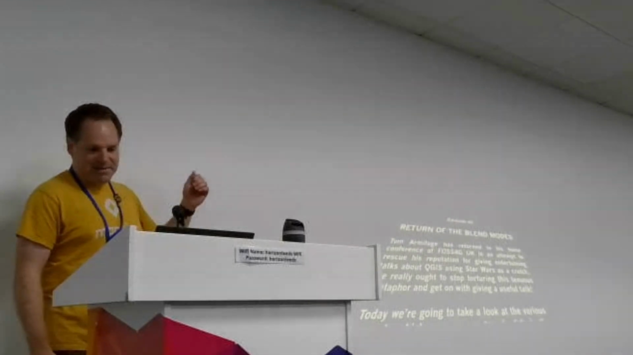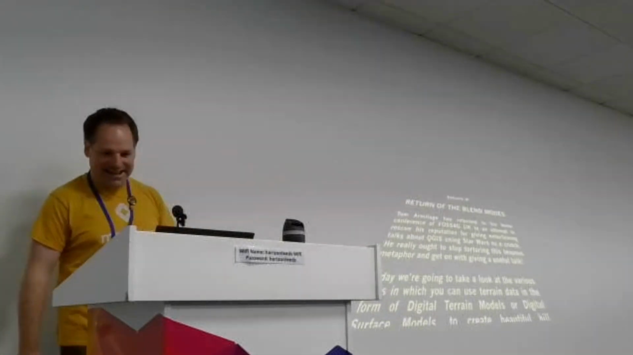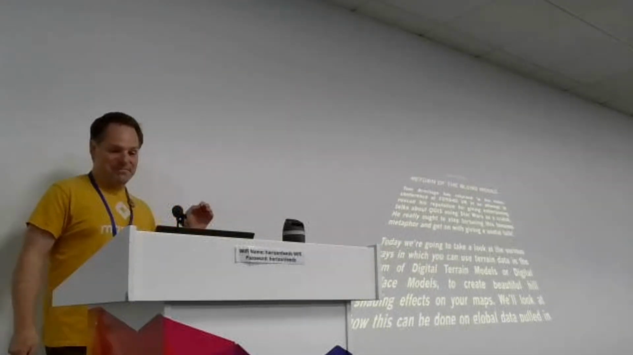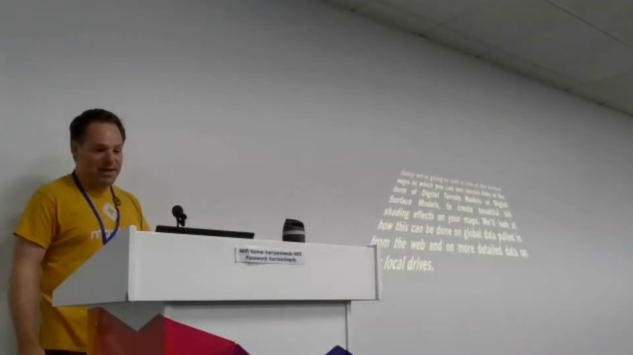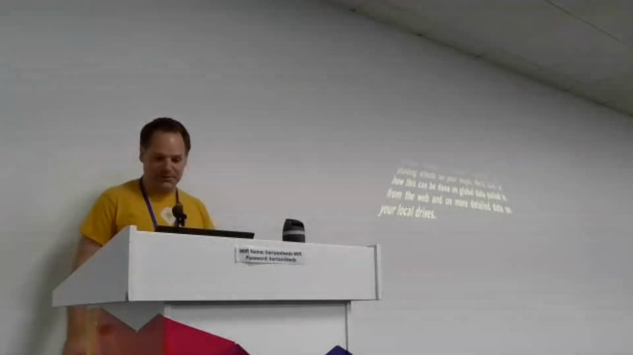So, today we're going to take a look at the various ways in which you can use terrain data in the form of digital terrain models or digital surface models to create beautiful hill shading effects in your maps. We'll look at how this can be done on global data pulled down from the web, or on more detailed data from your local hard drives. And finally, we'll add satellite data, throw in a few other techniques, and pull it all together using blend modes, hence return of the blend modes.